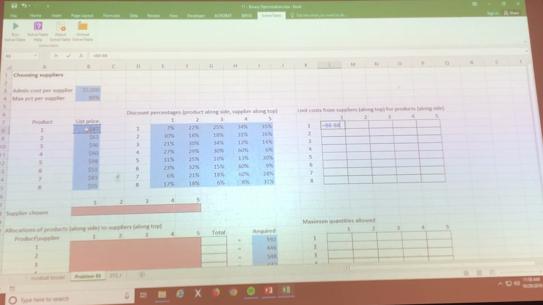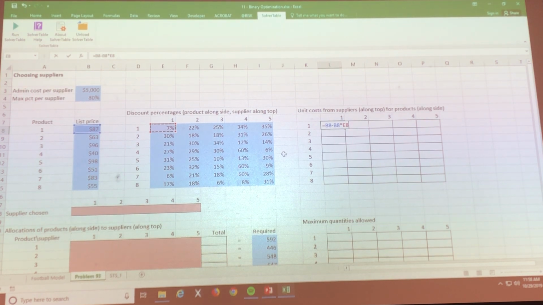This is one way to do it. 7% of $87. Okay, so that's one way to take B8 minus B8 times E8. Or you could take B8 and multiply it by 1 minus E8. That's perfectly okay too. So whenever we're doing these percent increases or percent decreases, whichever way makes the most sense to you, do it, it doesn't matter.